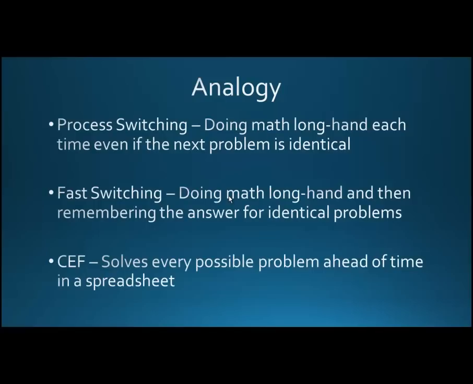All right, so the old method, process switching, is kind of like doing math longhand each time, even if the next problem is identical. So if somebody gives you 2 + 2 four times, you're going to sit there and figure it out four times. Fast switching is like doing math longhand and then remembering the answer for identical problems. And then CEF is like solving every problem ahead of time and putting them in a spreadsheet so that when that problem comes up, you can simply access it without having to do any math. So I hope that helps.